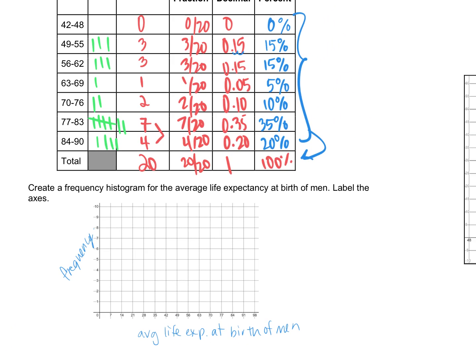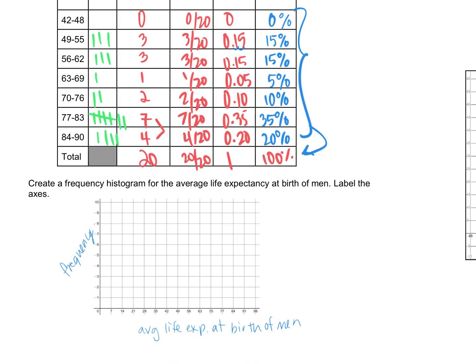So we have 49 to 55, that was our youngest, and that's at 3. Then we get another 3. We have a 1 for those ages. So from 70 on, we get 2. And this time we're up at 7. And then we have 4.